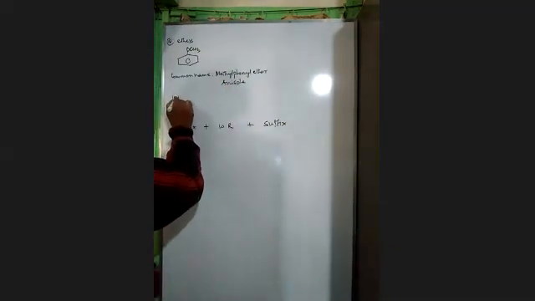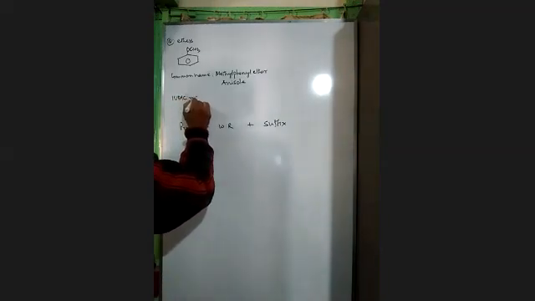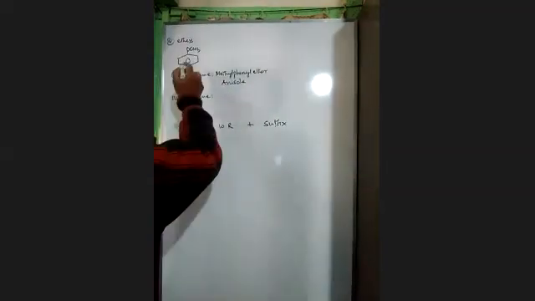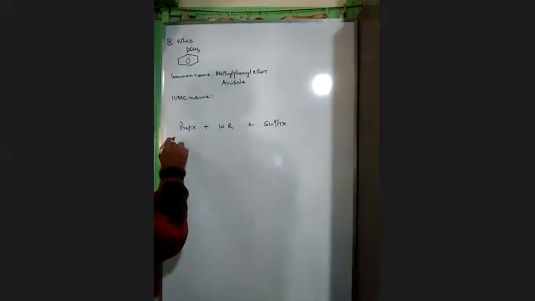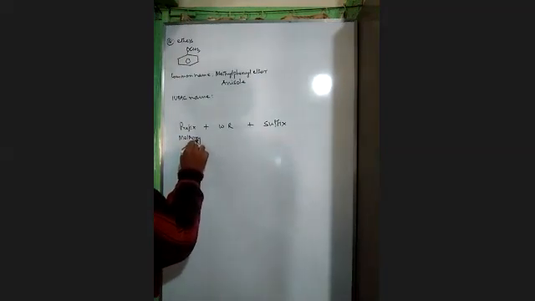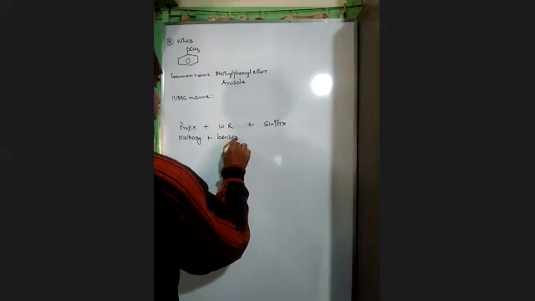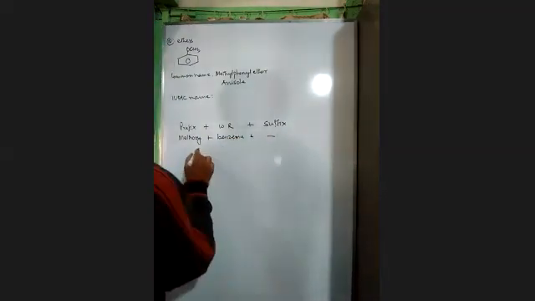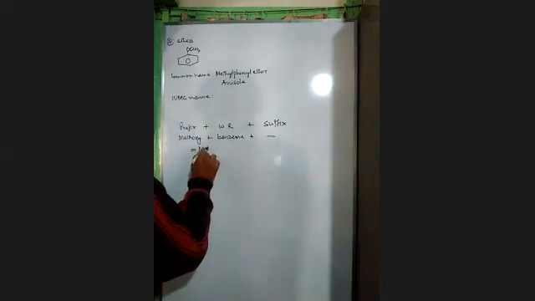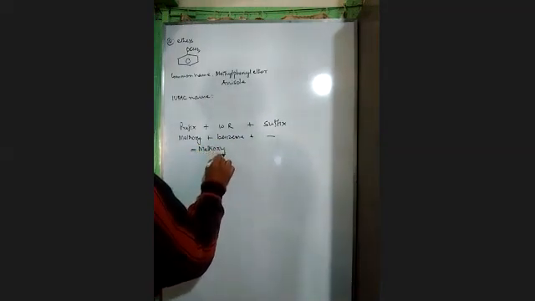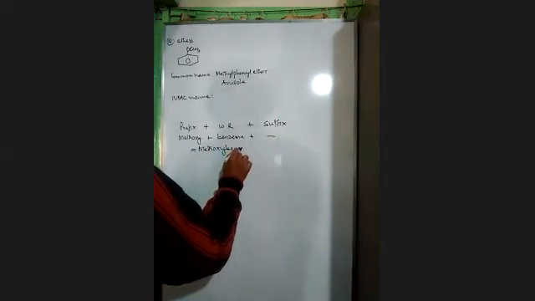But in the IUPAC name, what will happen? We'll consider this to be a substituent on the benzene ring. So the OCH3 group is called what? Methoxy. Okay? And this is called benzene. So the name is methoxybenzene.